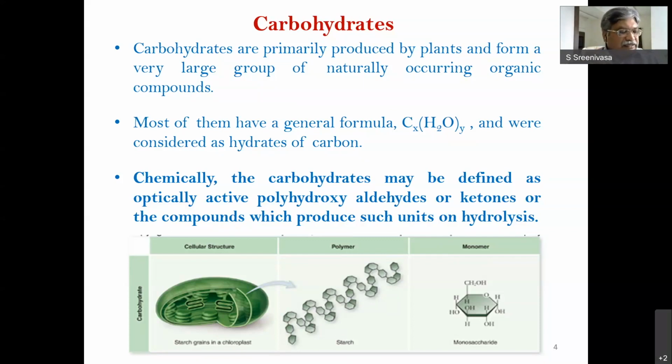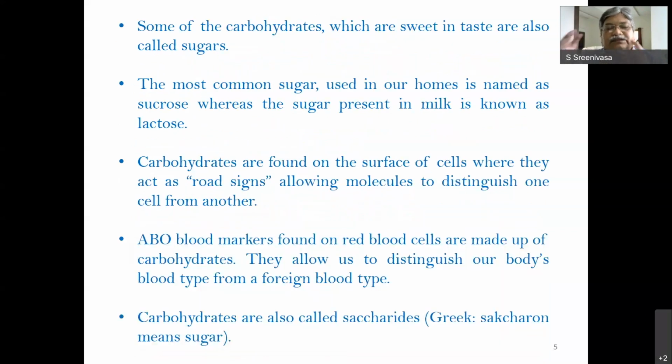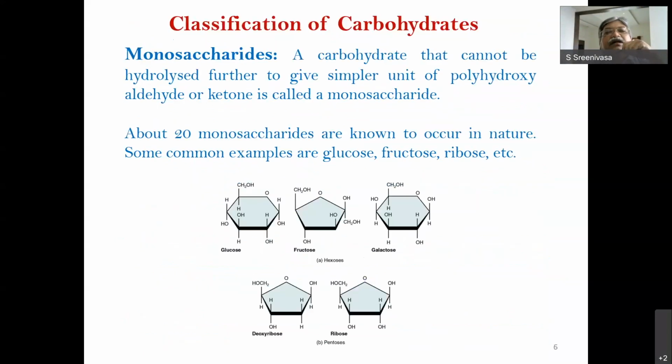Further, you can have classification of these carbohydrates: monosaccharides, disaccharides, oligosaccharides, polysaccharides, etc. The simple unit of any of these biomolecules is called a monomer. Monomers are the simple units present in all these types of large biomolecules. Carbohydrates which are sweet in taste are also called sugars. You can have sugars, non-sugars, reducing sugars, non-reducing sugars, etc. We can have different types of carbohydrates.